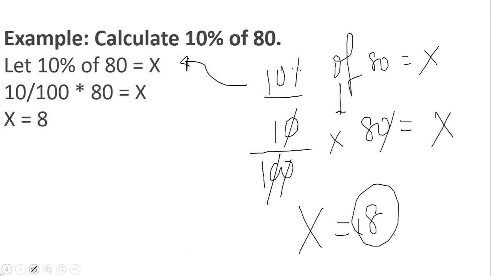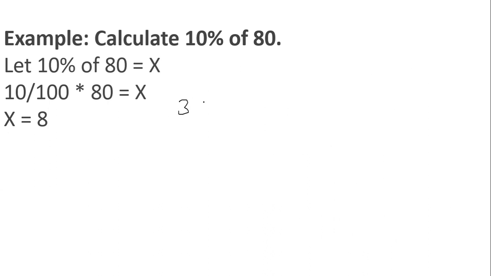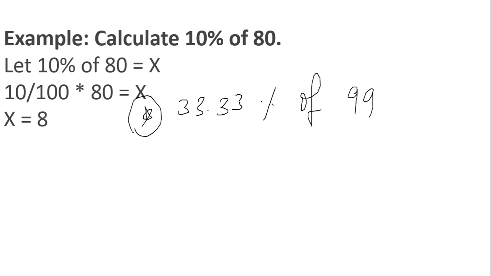But if I give you a number, to calculate 33.33% of 99, this is not possible by the formula method, that is 33.33% divided by 100 into 99. This is going to be very much calculative.